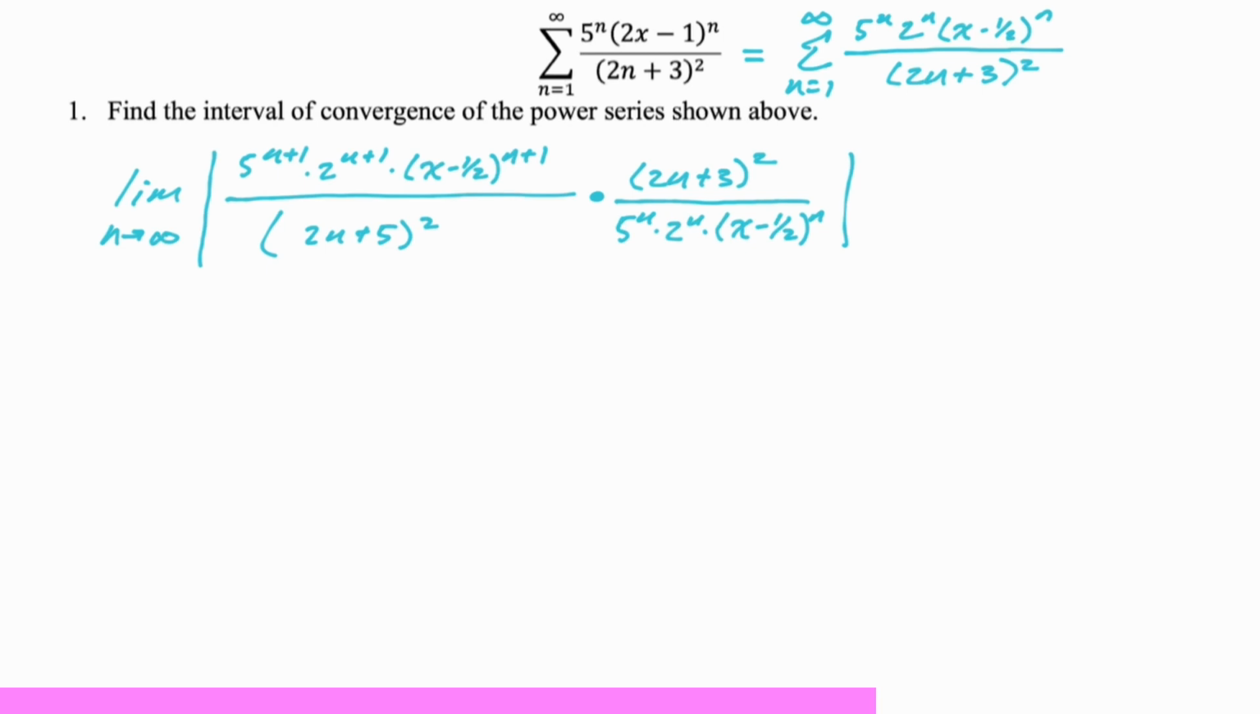What happens on these is a lot of things cancel out. If we look at the 5 to the n plus 1 and the 5 to the n, that's going to cancel a 5 to the n. We're just left with 5. Similarly here with 2 to the n plus 1 and 2 to the n, we'll be left with 2, so 5 times 2. When we look at our x minus 1 half to the n plus 1 and x minus 1 half to the n, we're left with x minus 1 half to the first, but it's in an absolute value, and x is the only thing here that could be negative, so we have to leave the absolute value. So absolute value of x minus 1 half.